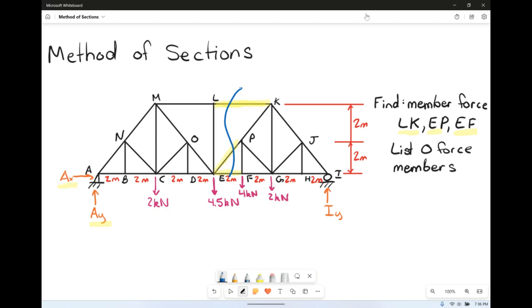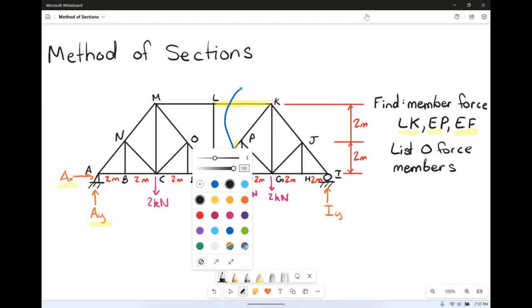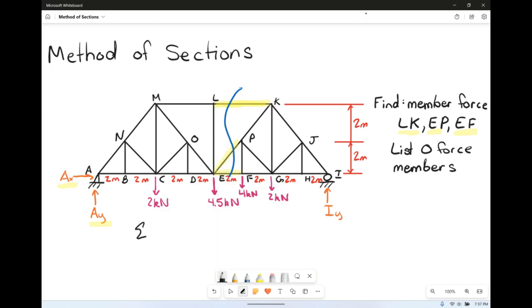To start with, the first thing that we're going to do is sum the forces in the X direction and set it equal to 0. We notice that there is only AX in the X direction. So AX is 0. Easy enough. Next, we need to sum the moments, and the point that we're going to take the moment about is going to be joint I.